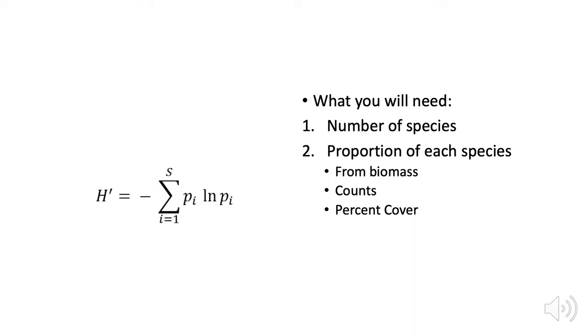Proportions of species can be determined from total biomass, counts of each species, or the percent cover of each species. For biomass, if you know the biomass of one species, you can take that over the total biomass of that community to come up with the proportion for that species. Similarly, for counts, if you know how many of that species there are over the total number of individuals in that community, you can get a proportion based on counts. Percent cover is a little easier because percents are essentially proportions themselves.